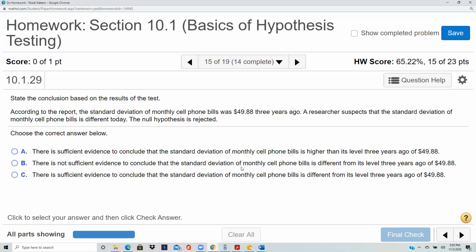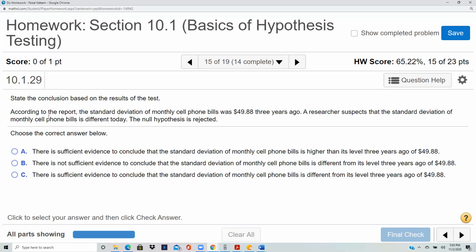According to a report, the standard deviation of monthly cell phone bills was 49.88 three years ago. A researcher suspects that the standard deviation is different today. The null is rejected. The null was that it was equal to 49.88, and now the researcher suspected that it's different, which means it's not equal to 49.88. If the null is rejected, the equality is rejected, and it means the researcher this time had sufficient evidence to support his claim.